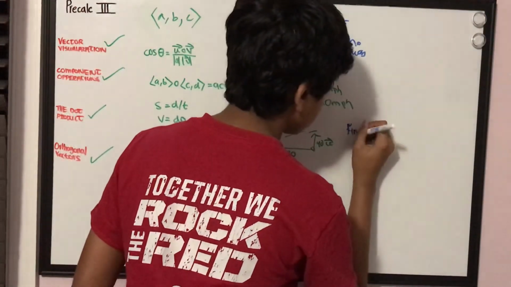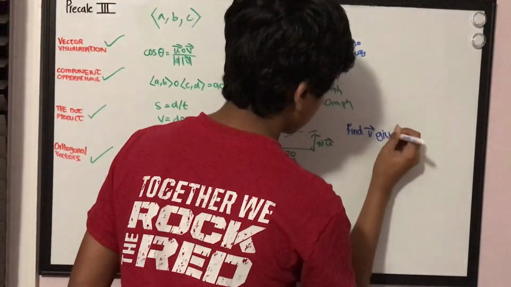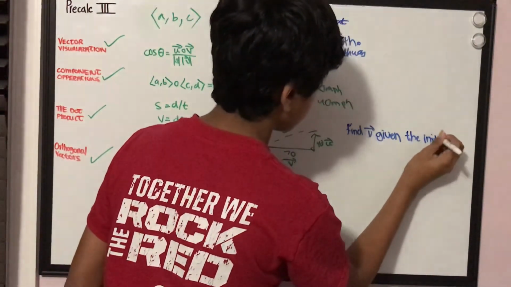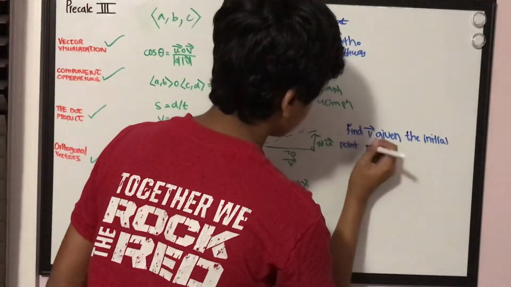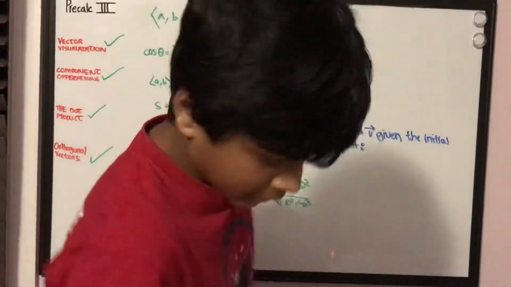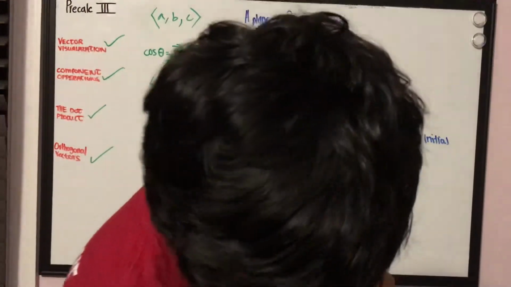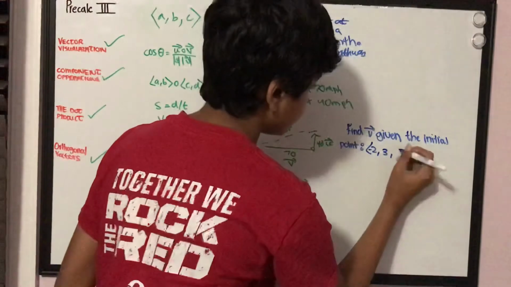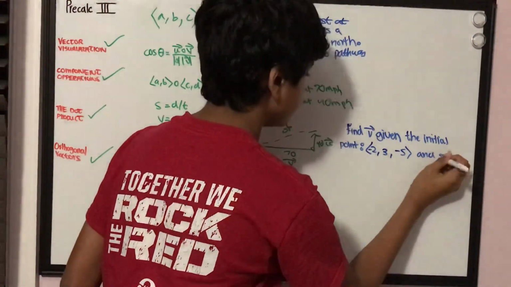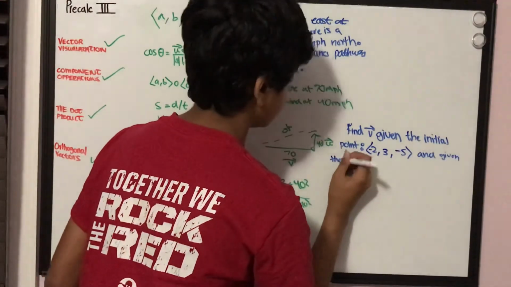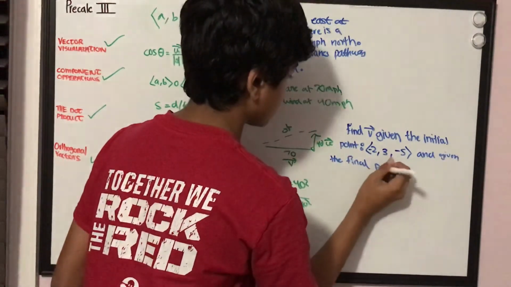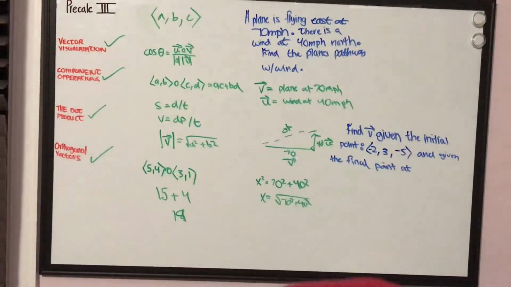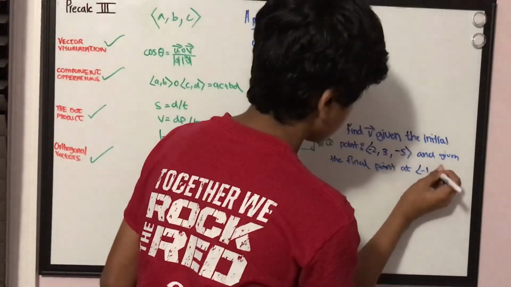Find vector v given the initial point 2, -2, 3, -5 and given the final point negative 1, 9, 2.